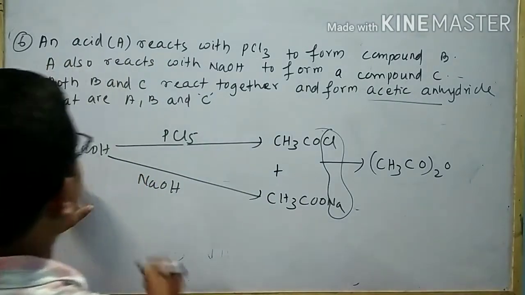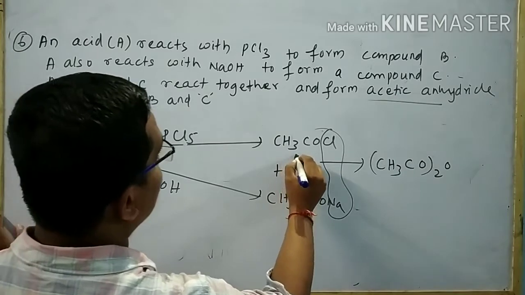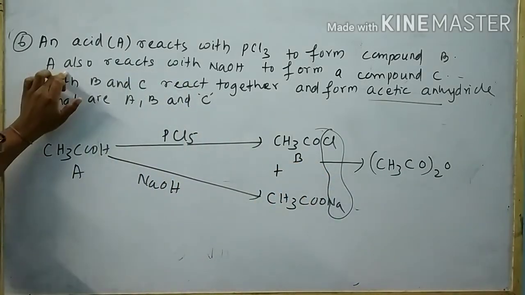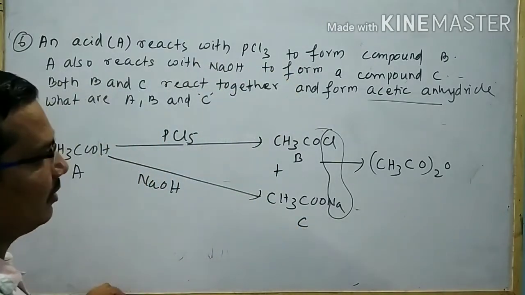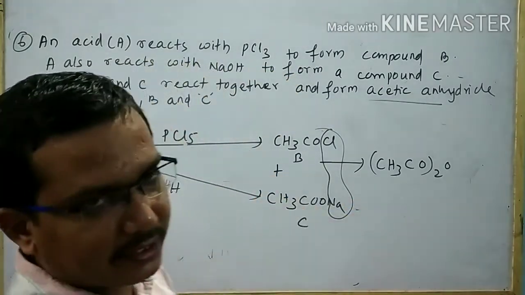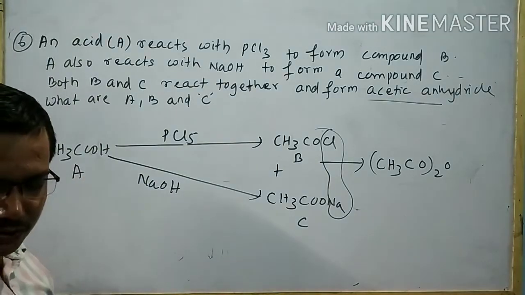This is your A. This is your B. A also reacts with NaOH to form compound C. This is your C. B and C, when reacted, form the acid anhydride. This is the answer for this question.